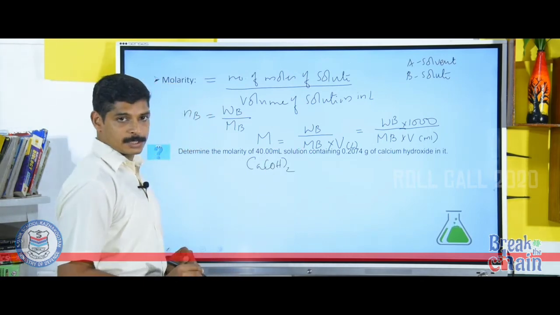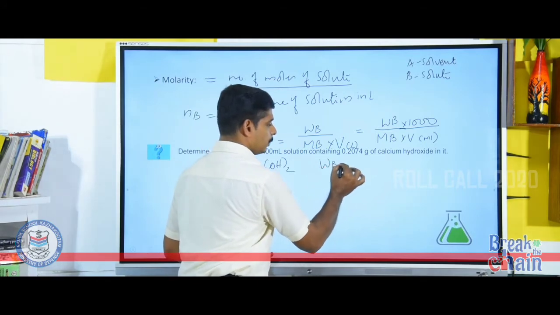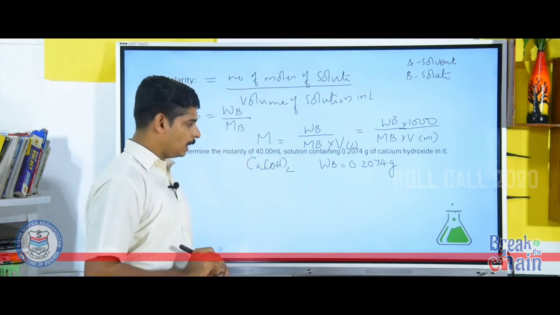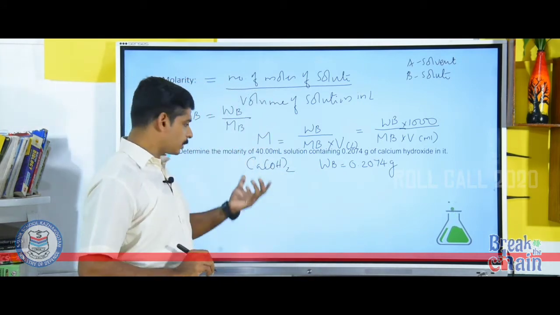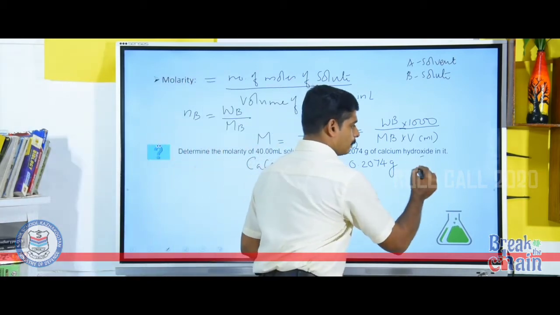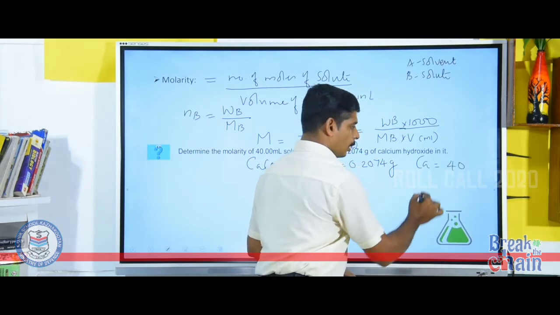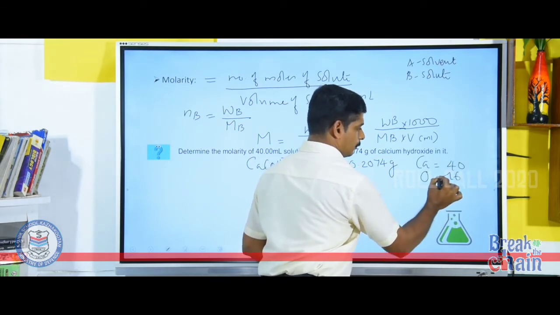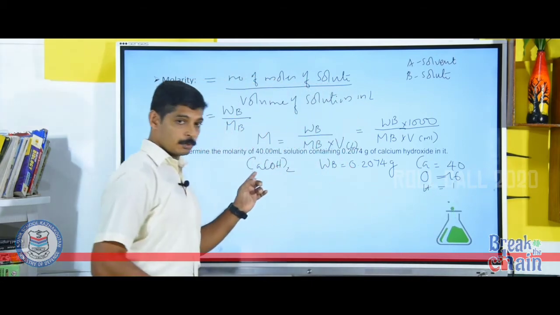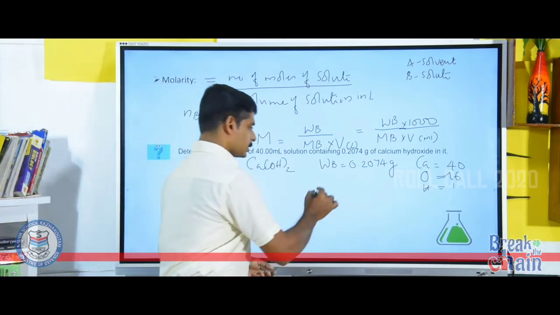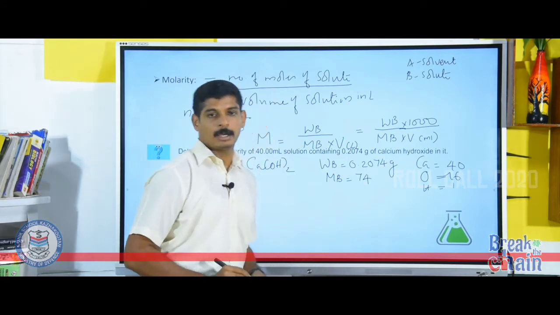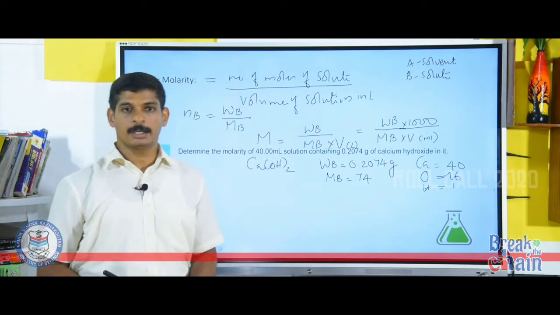The weight of the solute is given, Wb is given. What is Wb? It is 0.2074 gram, right. Now, you require Mb. For that it is mentioned it is calcium hydroxide. Can we find it out? Okay. So, what is the atomic mass of calcium? 40, oxygen 16, and for hydrogen it is 1. Now, you can substitute here, you can find the total, it comes to Mb equal to 74. Okay, Mb comes to 74, right.